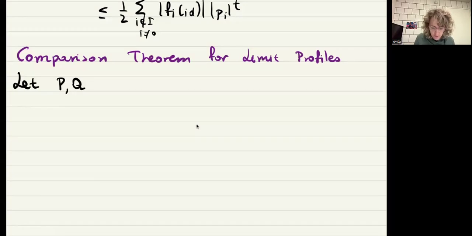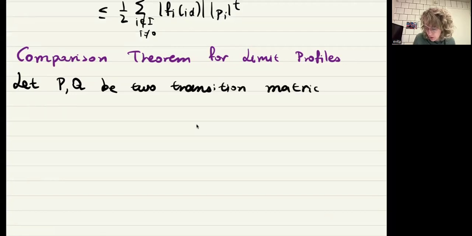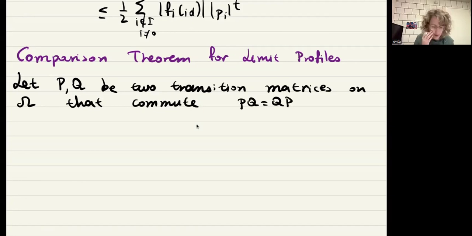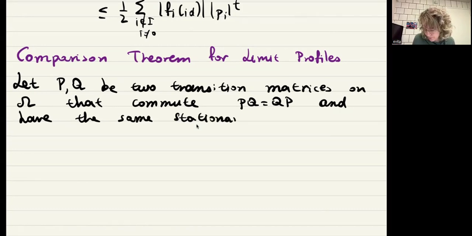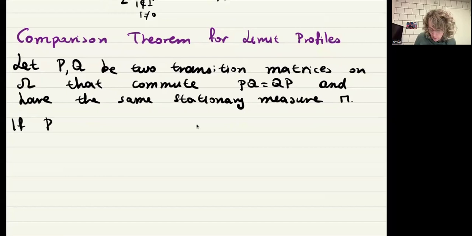So generally, if we have P, Q, two transition matrices, you keep in mind the card shuffles we talked about. Let's say on the same state space omega, that commute. So we want PQ to be equal to QP and have the same stationary measure. So for us, that's the uniform measure. So these are the two assumptions. Let's go with that. Now, if P, just for notation, exhibits cutoff.